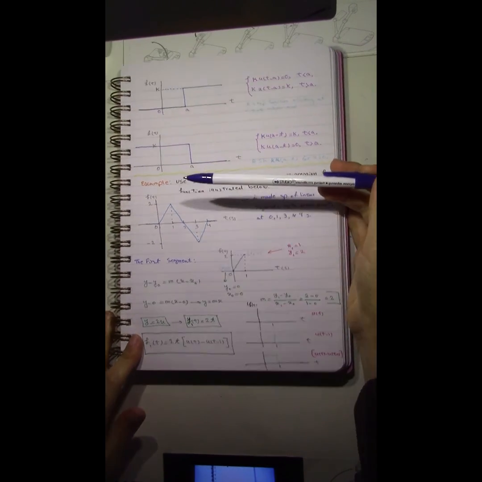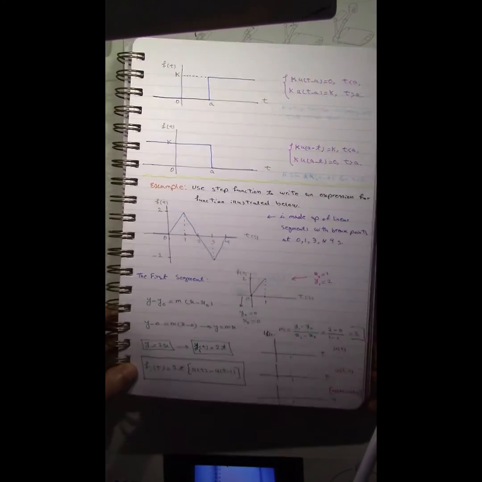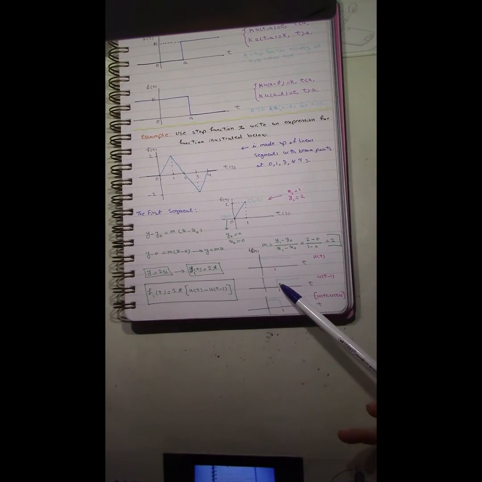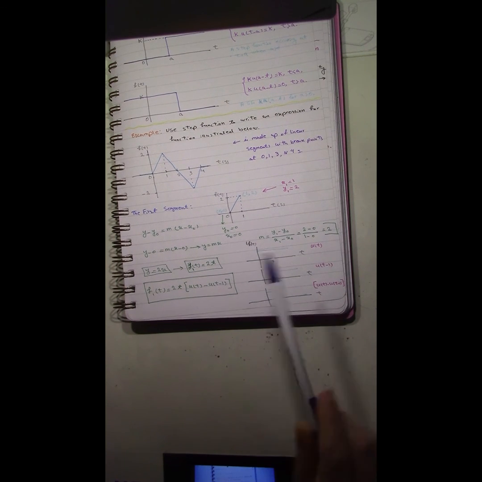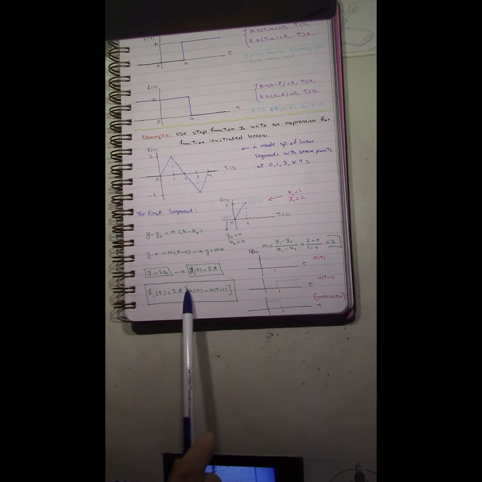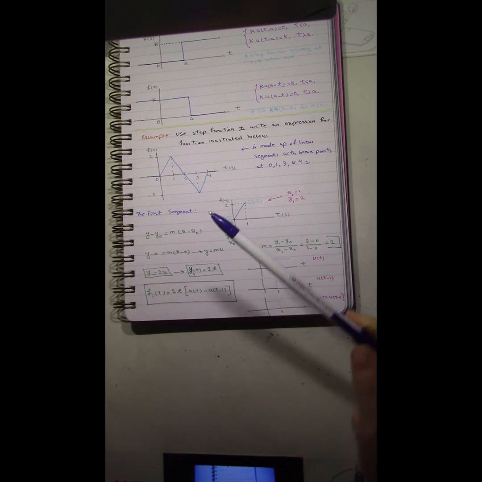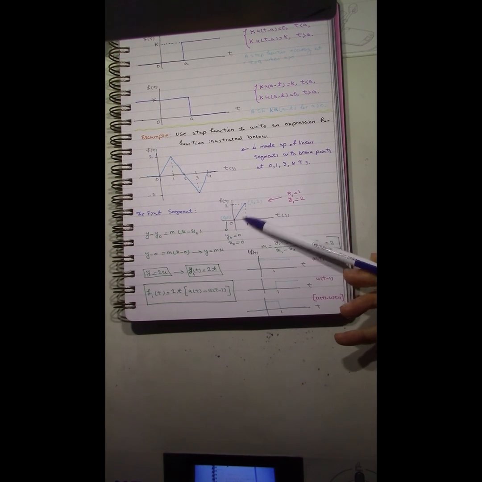Like this one, we had it over here. Now a is 1. So if I say u(t minus 1), I get just this part as 1, from 0 to 1. Is that clear? So if I multiply this one by 2t, this will give me this part of the function.